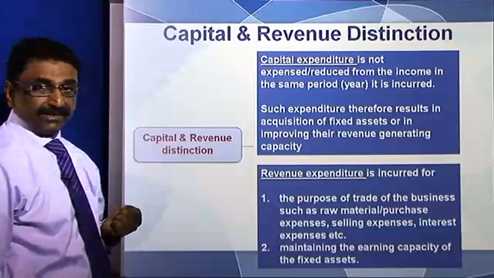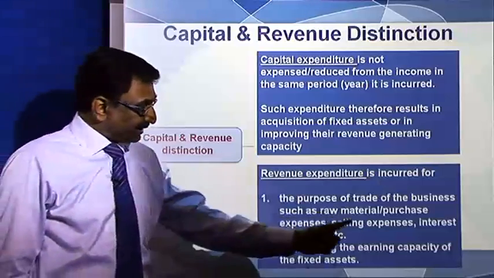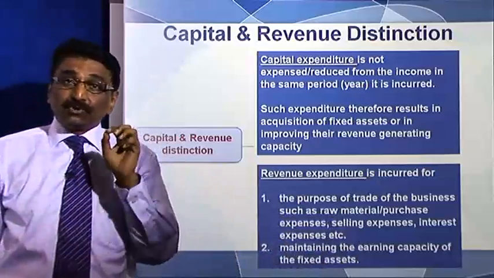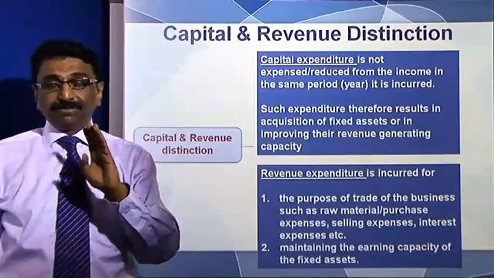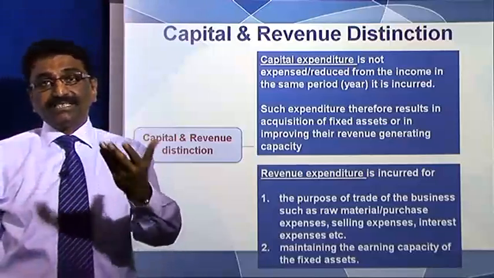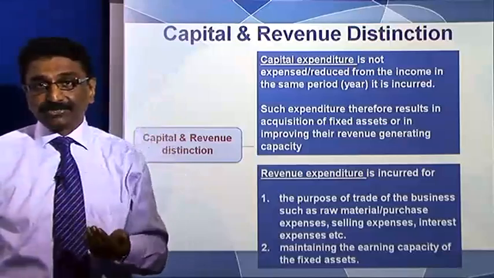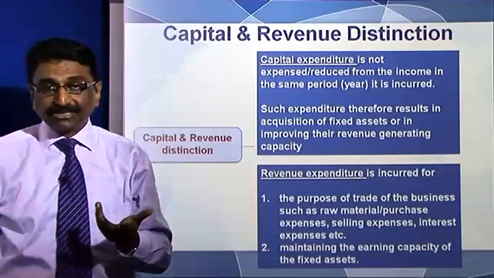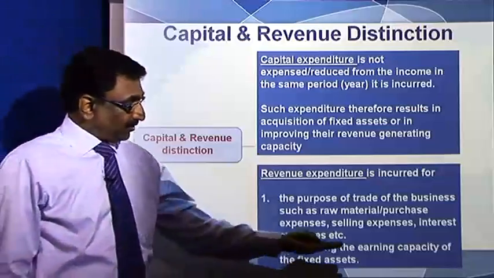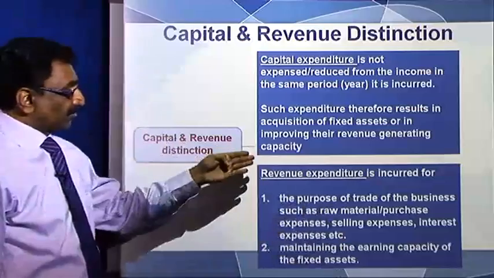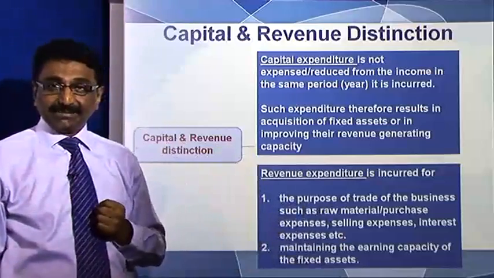But when you incur certain expenditure on your fixed assets to maintain them, for example, when you enter into an annual maintenance contract with the manufacturer of a particular machinery, that is to ensure that whatever productivity the machinery should give, that productivity or earning capacity is maintained. Such expenditures are also called revenue expenditure.